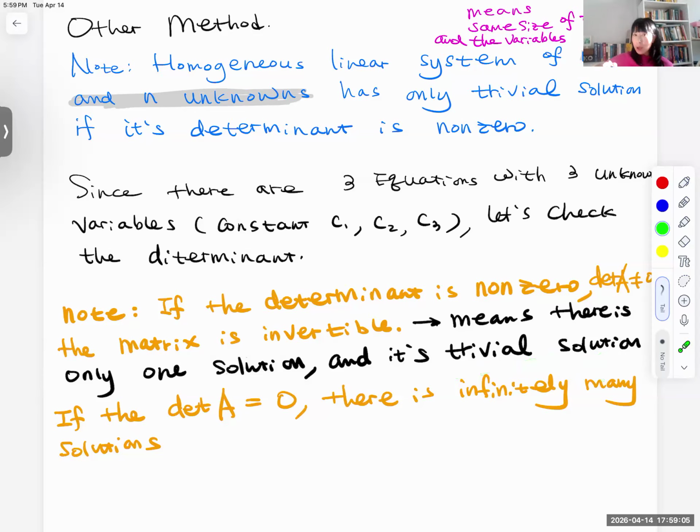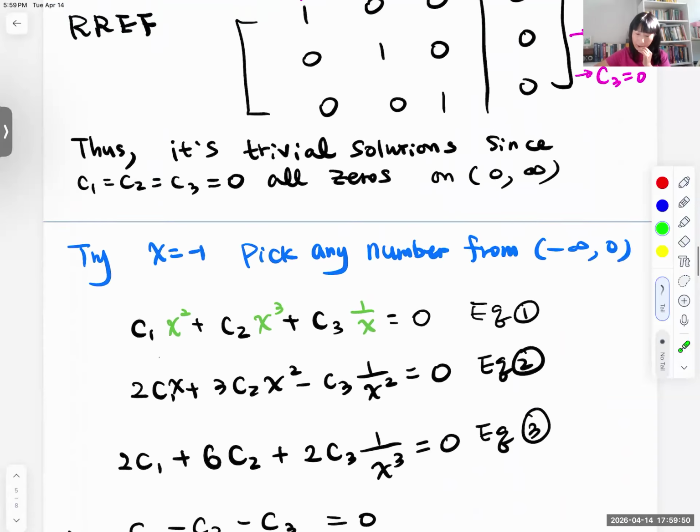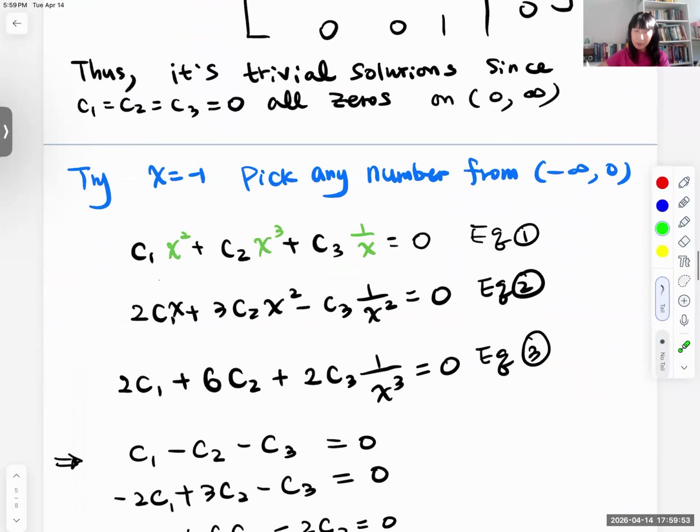Now, let's do it. Let's bring in the equation with c sub 1. And this is the equation, right?